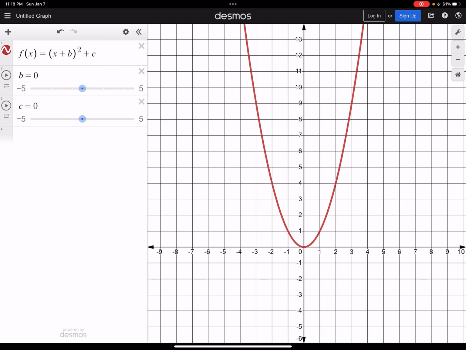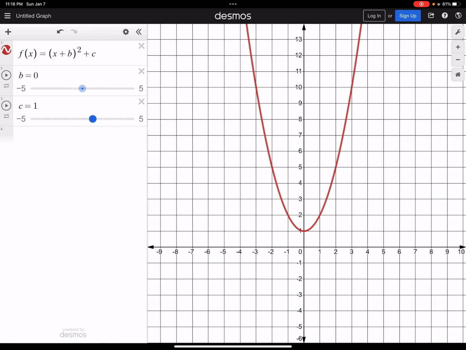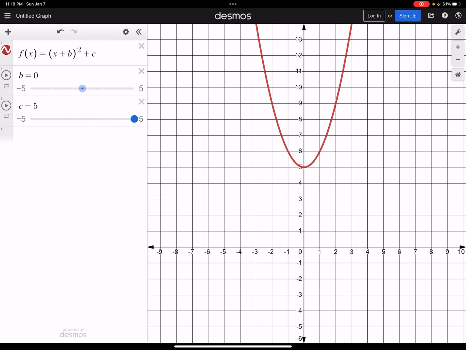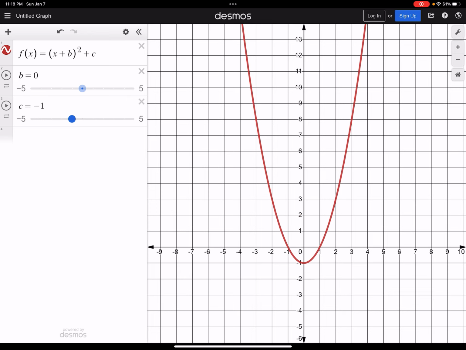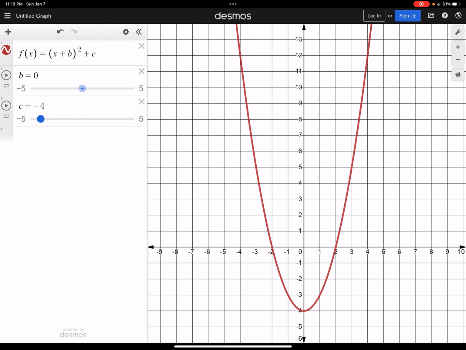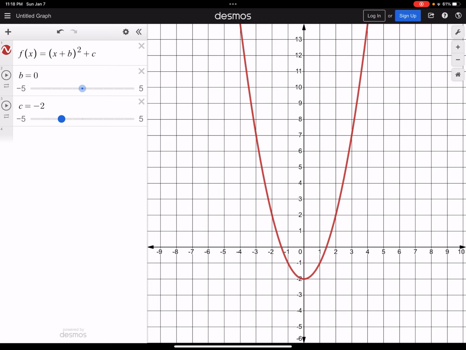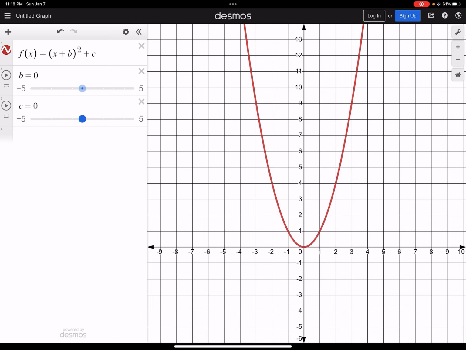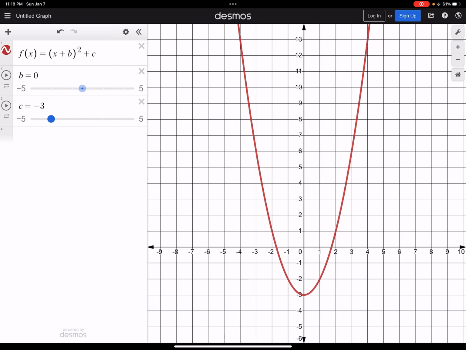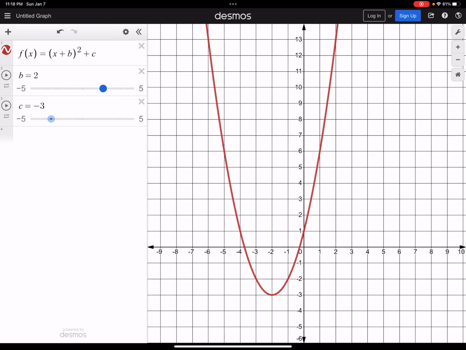And what about C? When I move C, let's move it to the right. Seems to move the parabola up. And when I move the slider to the left to make it a negative number, it moves the parabola down. In fact, not only does it move it down, I would say that the y-coordinate of the vertex is that number. So if I leave it at -3, you can see that the y-coordinate of the turnaround spot, the vertex, is -3, and I can say that the x-coordinate is going to be opposite of 2, which is -2.